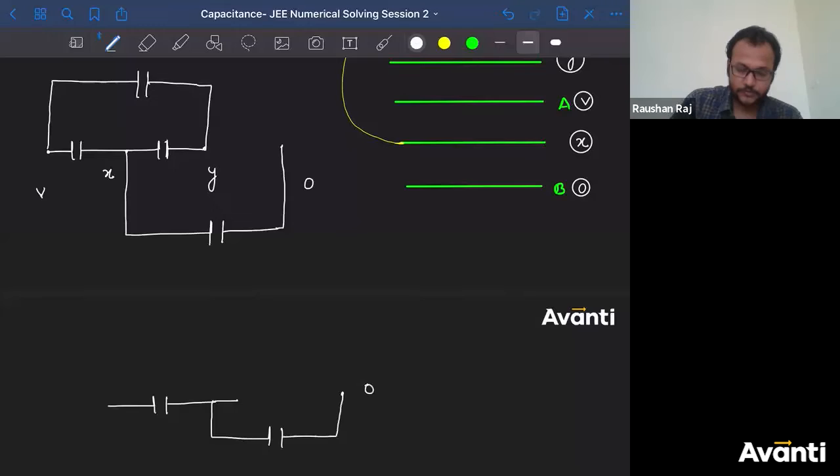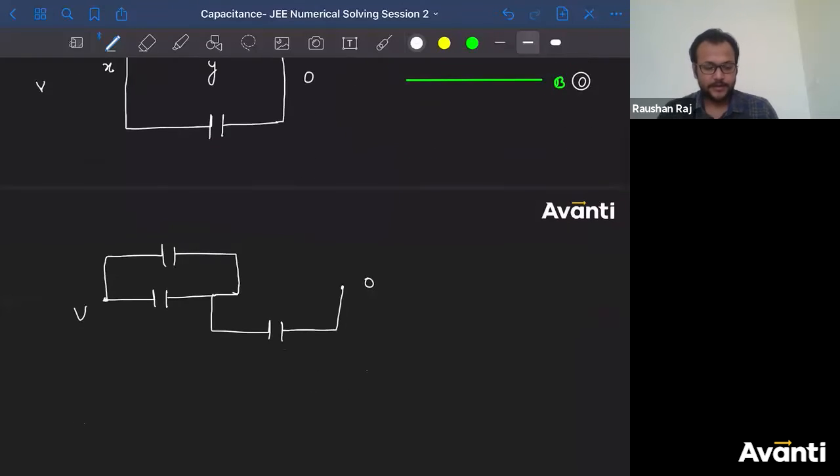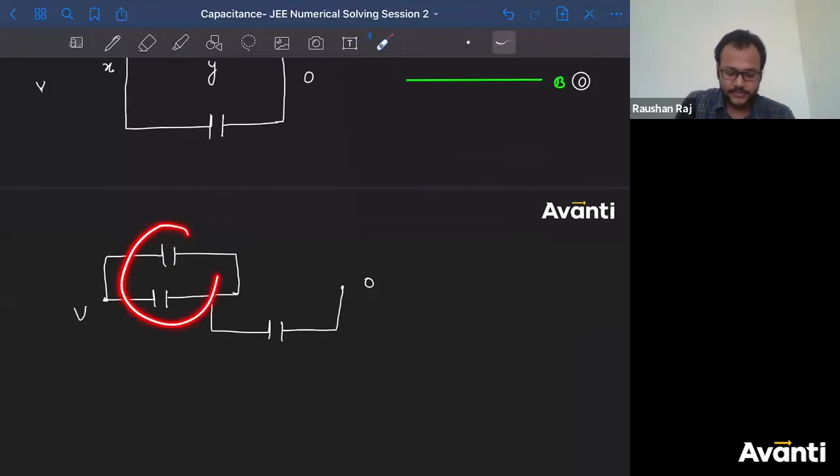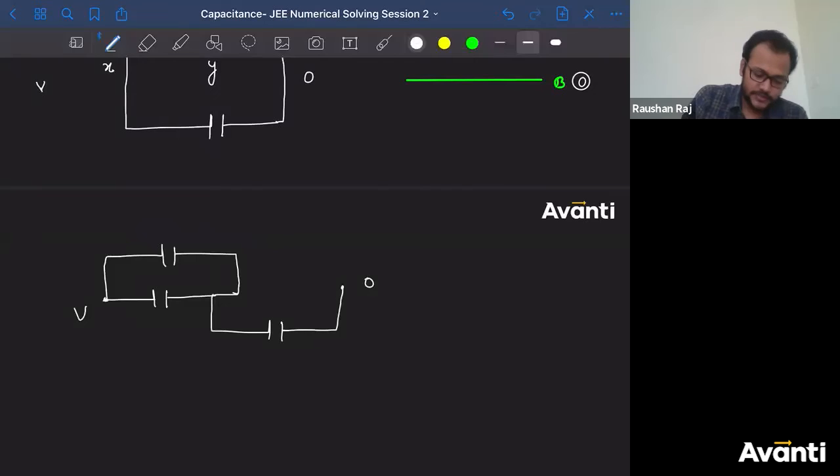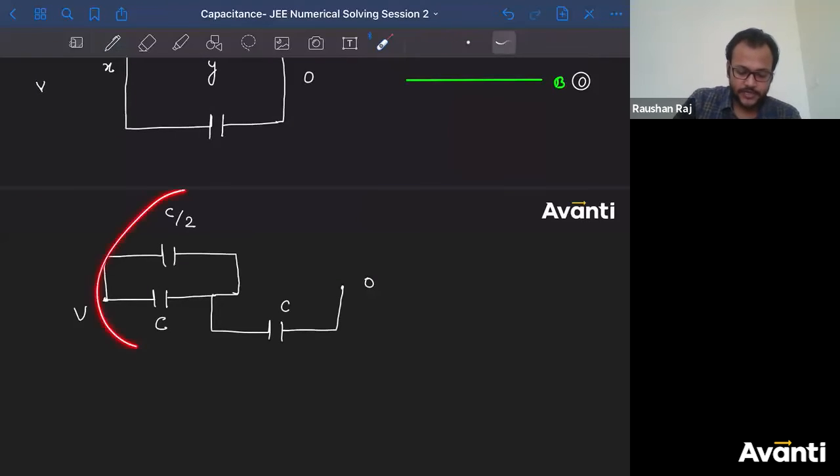Like this. This is 0. All right. And with this, this is V. This is 0. Now tell me, can I say these two are in parallel? So this is C by 2. This is C and this is C. So these two are what? In parallel. So C plus C by 2. That is 3C by 2.